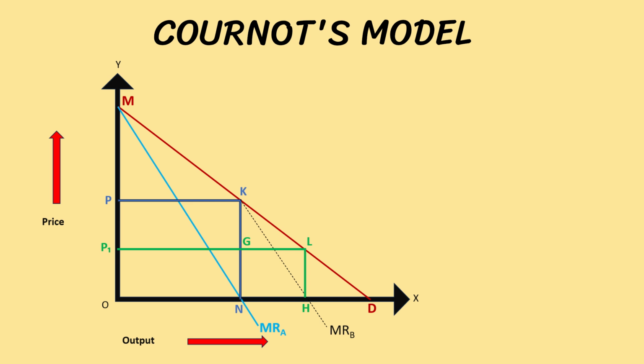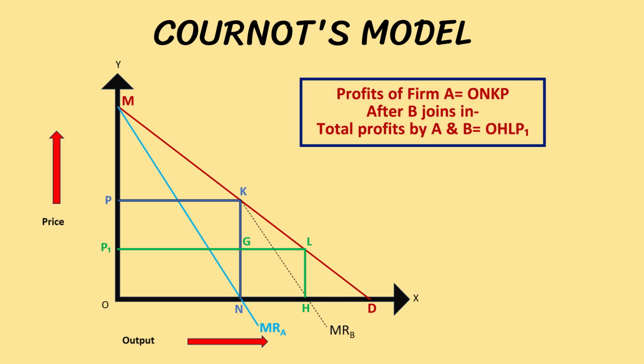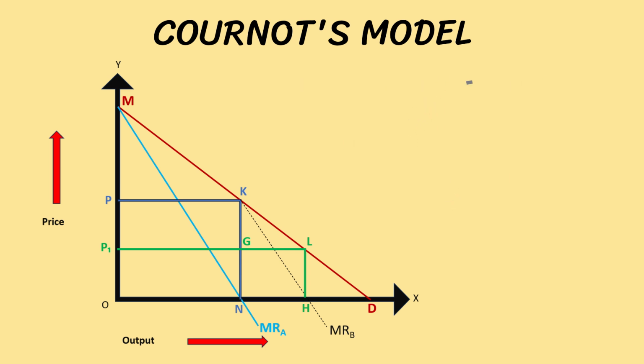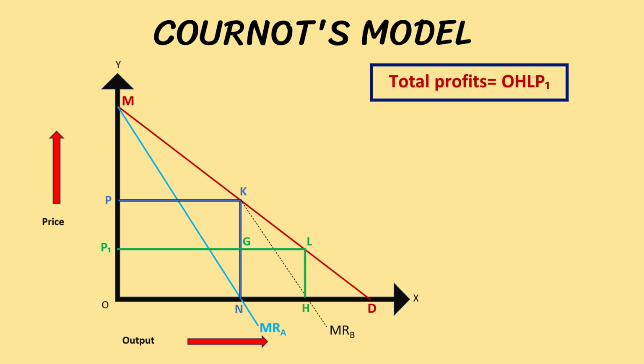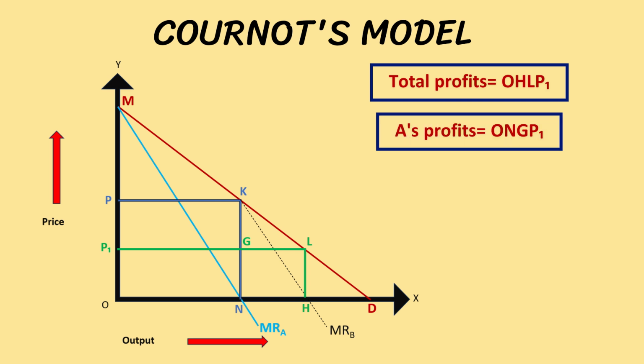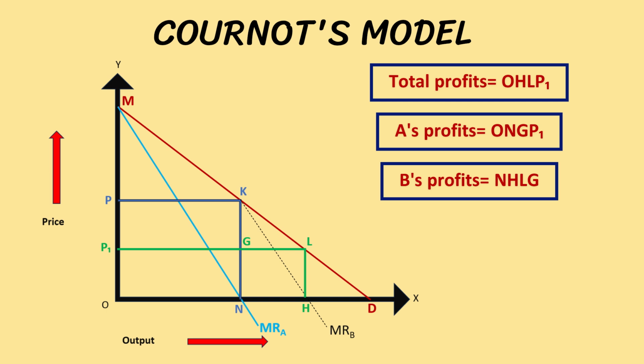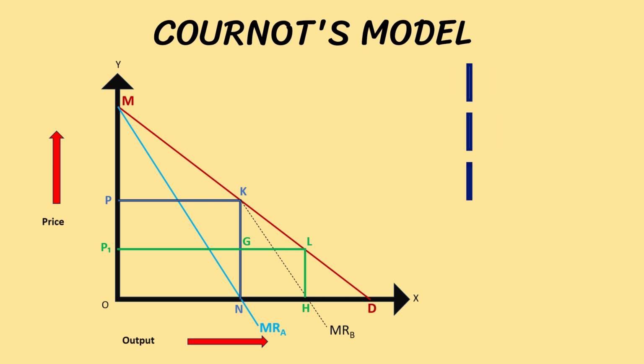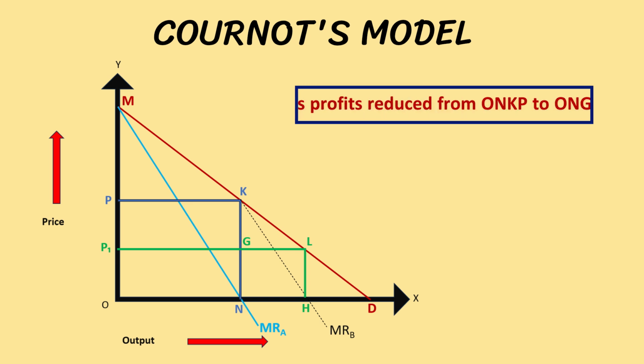Earlier, when only A was producing, it was earning profits of ONKP. But now the total profits made by the two producers will be OHLP1, which is, of course, less than ONKP, the profits which A was earning earlier. Out of this total profit of OHLP1, profits for firm A would be ONGP1, while for firm B it would be NHLG. As we noticed, the price has fallen after firm B has joined the market, so the profits of firm A reduced from ONKP to ONGP1.